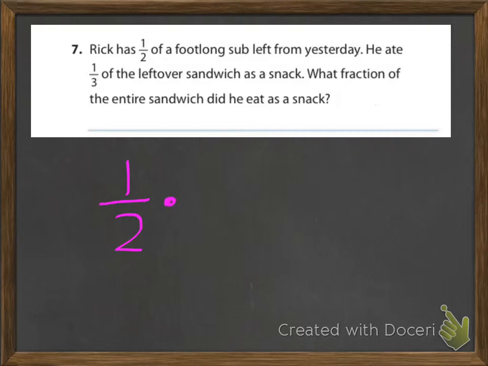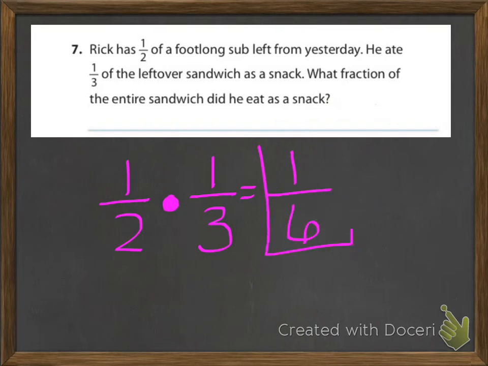So remember, of means to multiply, and in this case, I'm going to use the multiplication dot. Remember that multiplication can be shown a couple different ways, with parentheses, the x, the multiplication dot. This time, it just occurred to me to use the dot. So we're going to go ahead and do 1/2 of 1/3. All right, and this is it. Multiply your numerators, you get 1. Multiply your denominators, you get 6. So he had 1/6 of his entire sandwich left over to eat as a snack.